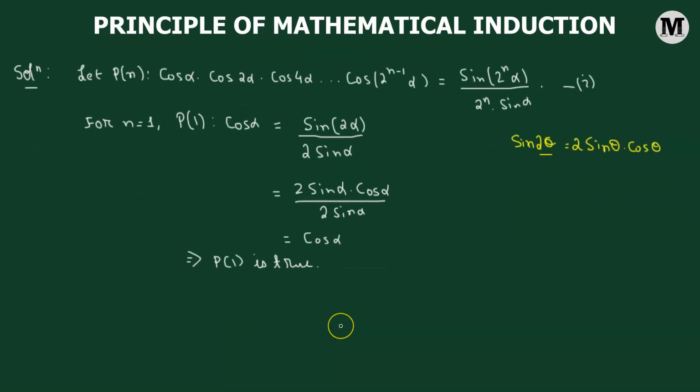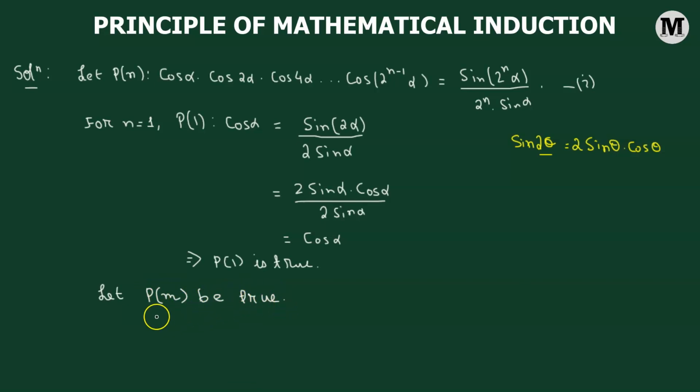Now, if P of 1 is true, we'll have to prove that it is true for other natural numbers as well. So here we're going to consider that, let's say, P of m is a true statement. So let P of m be a true statement.